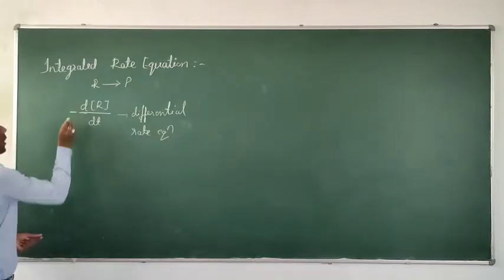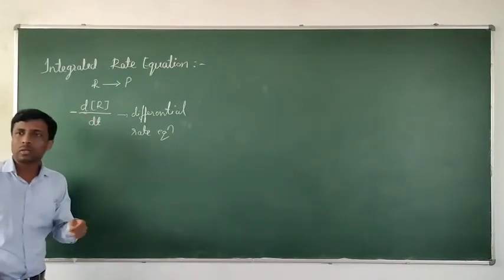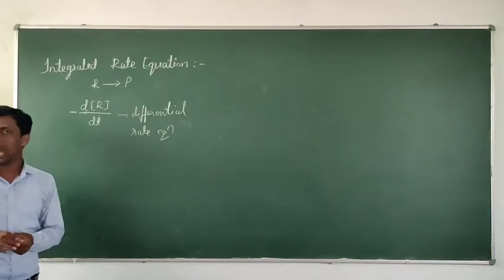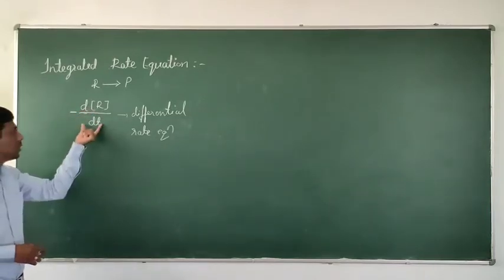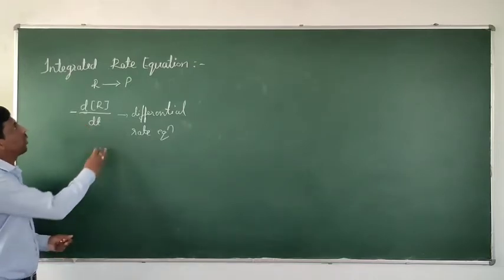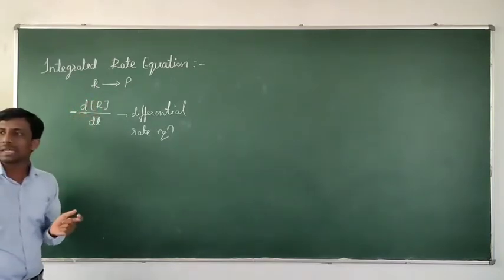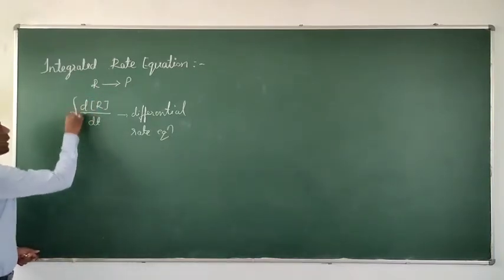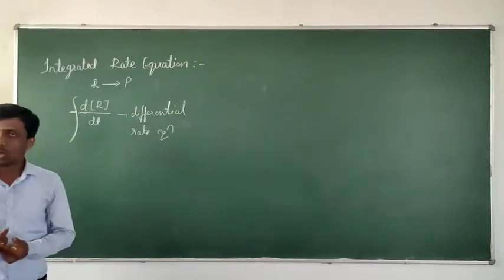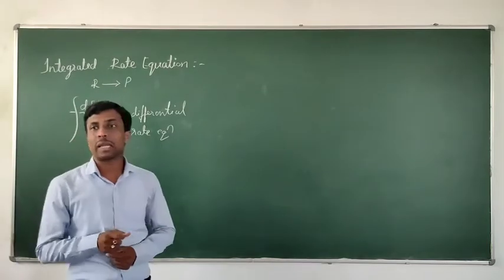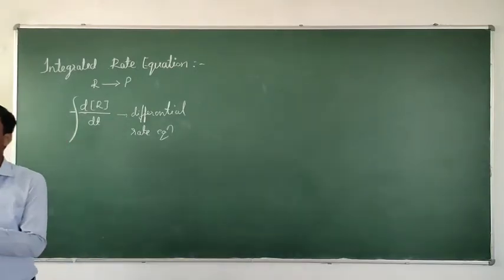Here we will have a negative sign. The negative sign indicates that the value decreases as time passes. The concentration of reactant decreases with a change in time. Today we are going to study the integrated rate equation. What is the integrated rate equation? We have to apply integration to this equation. Why should we apply integration? Because by applying integration, we can get a very accurate value for anything which is changing.